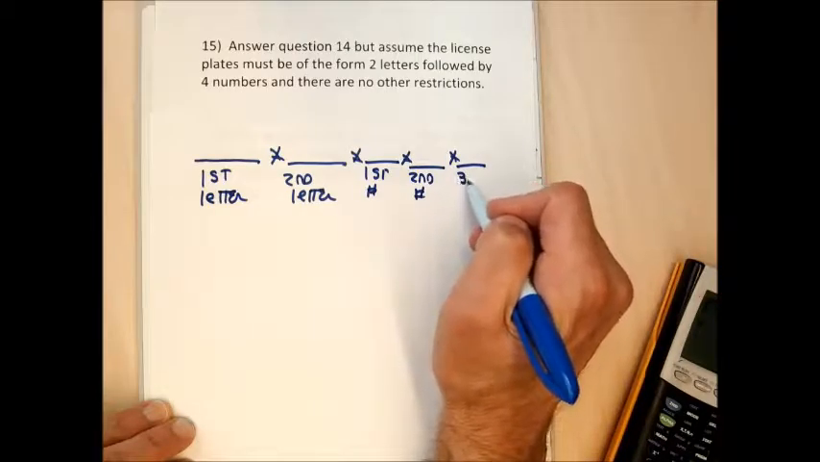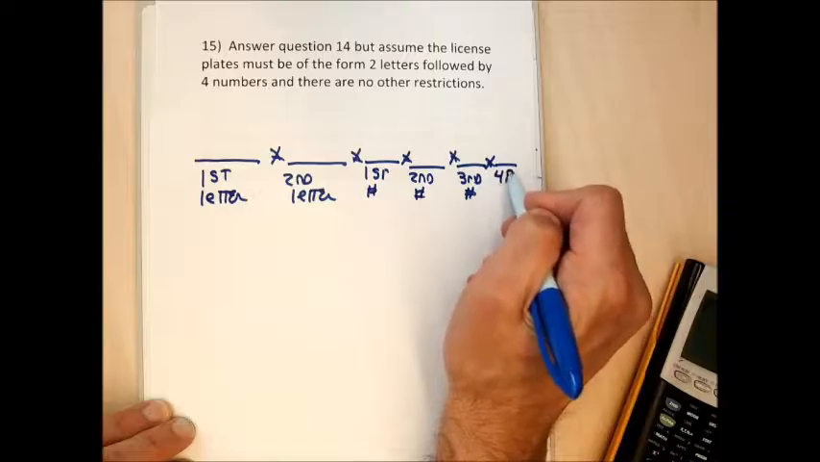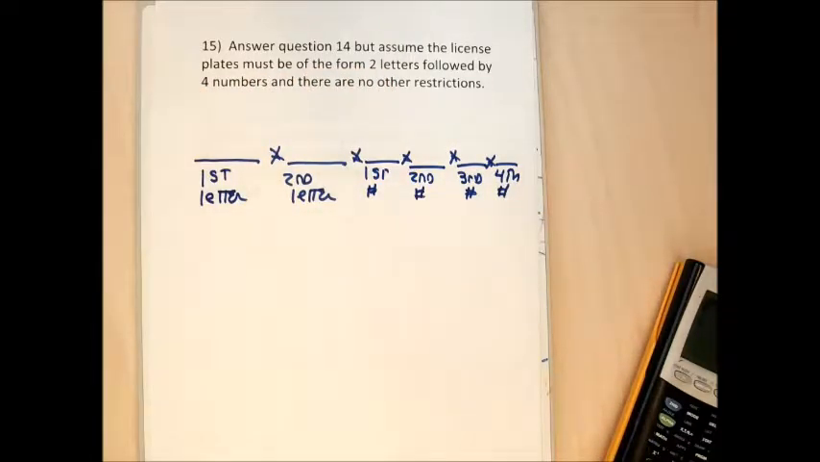Experiment 5, the third number. And experiment 6, the fourth number. So there's 2 letters and 4 numbers. There's quote-unquote 6 different experiments. There's no restrictions, meaning I can use the same letter more than once. I could use the same number more than once.